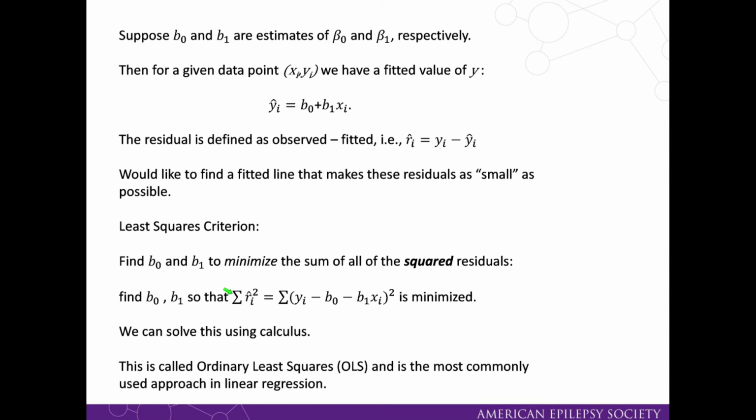And so we want to take the sum of all these residuals squared, and we can find a B0 and a B1 that minimizes this among all possible candidates. This is actually quite a simple problem in calculus. Of course, we're not going to go through that, but it can be done. This is called ordinary least squares, and it is the most commonly used approach in linear regression. So the problem looks complicated, but it's really not.